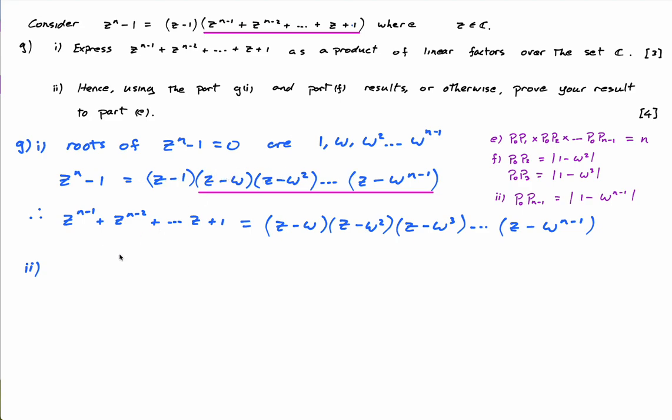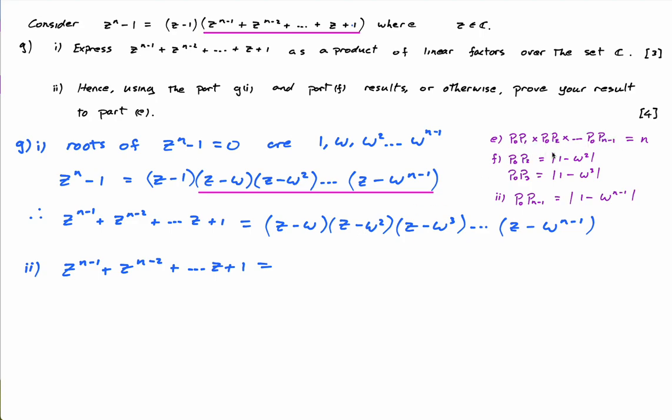So I'm going to say this thing here, z to the n minus 1 plus z to the n minus 2 plus ... plus z plus 1 is equal to this. Now, this is the tricky bit. I need to turn this part, I'm trying to prove this here.